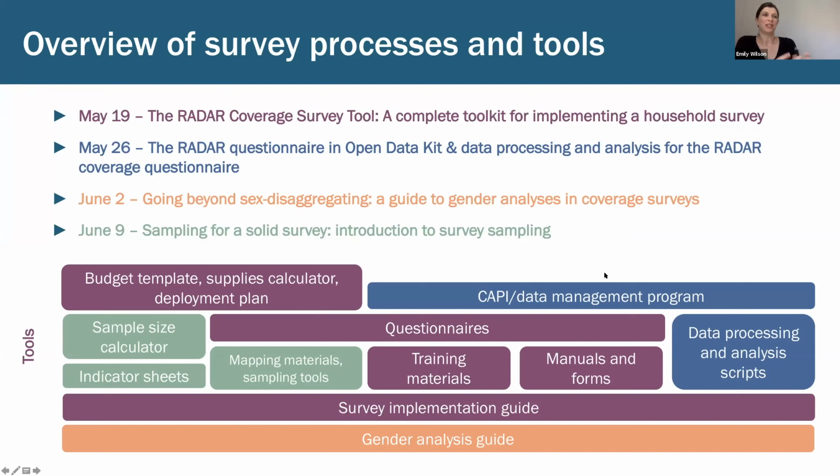Well, I say in-depth, we're going to actually just do an introduction, but we're going to focus on the Open Data Kit, which is the CAPI management program, and data processing and analysis of the data that come out of those collection systems. And then next week we'll talk about gender analysis, and there's both a guide and an analysis that we've done with coverage survey data. And finally, on June 9th, we'll focus on the sampling survey tool, the indicator sheets, the sample size calculator, and mapping tools to get adequate sampling to get answers to various questions.